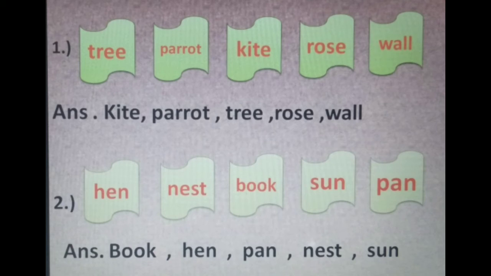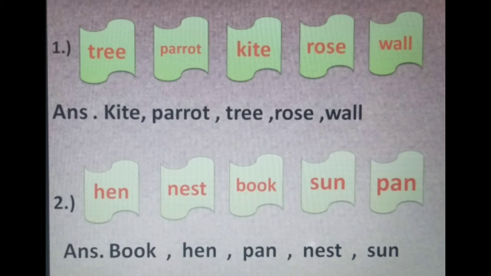In the second example, first word hen, second word nest, third word book, fourth word sun, fifth word pan. In all these, we have to see what is the first letter in the word. In the first word H, in the second word N, in the third word B, in the fourth word S, and in the fifth word P. So from this we have to arrange in alphabetical order. Now tell me which word we have to write first. Book. Yes, you are right, book.